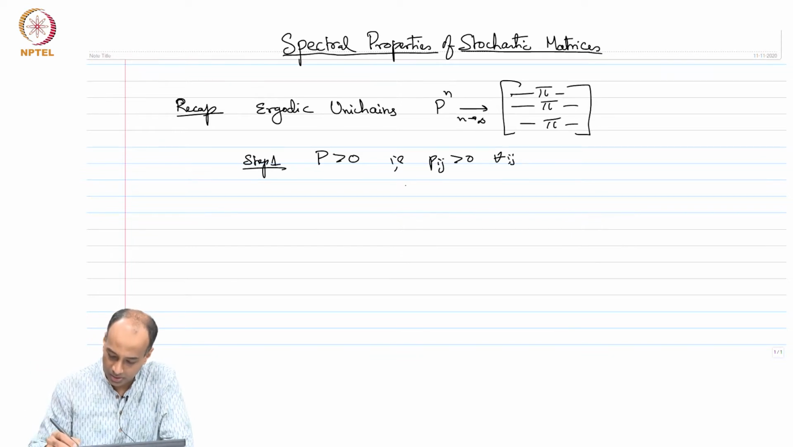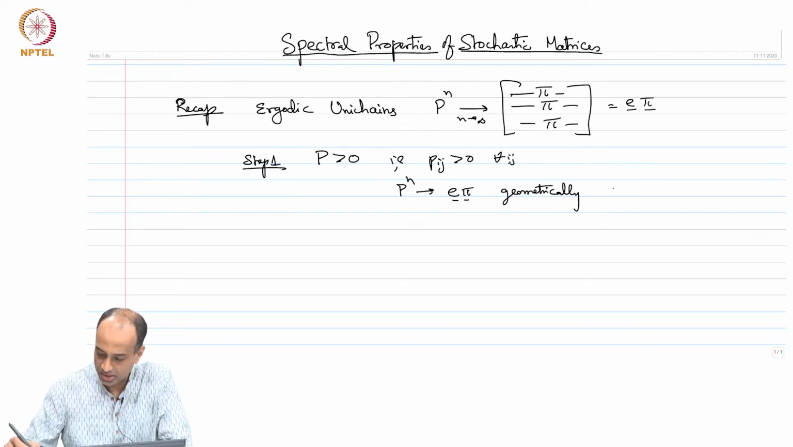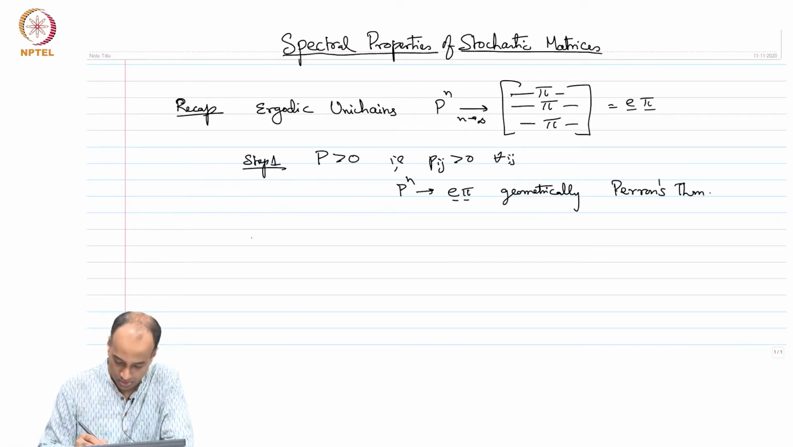So, in this case we could prove that P to the n goes to e pi, geometrically fast. And this result is sometimes known as Perron's theorem. I did not mention this name last time. Okay. This result is known as Perron's theorem.